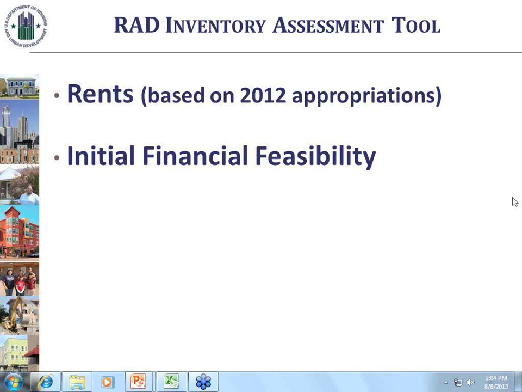The second thing the RAD inventory assessment tool does, and this is really the bulk of the tool, is it helps you to do an initial financial feasibility test of your projects under RAD. So we will get to that as well.